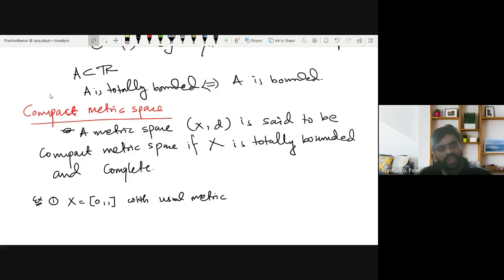Then this X is a compact metric space. Why? Because this closed interval [0, 1] itself is a closed set, and it is a subset of a complete metric space. We have learned one result: if X is complete and A is a subset of X, then A is closed if and only if A is complete.